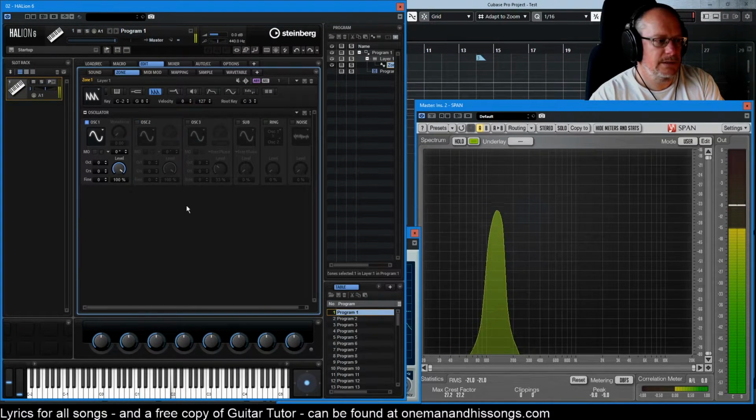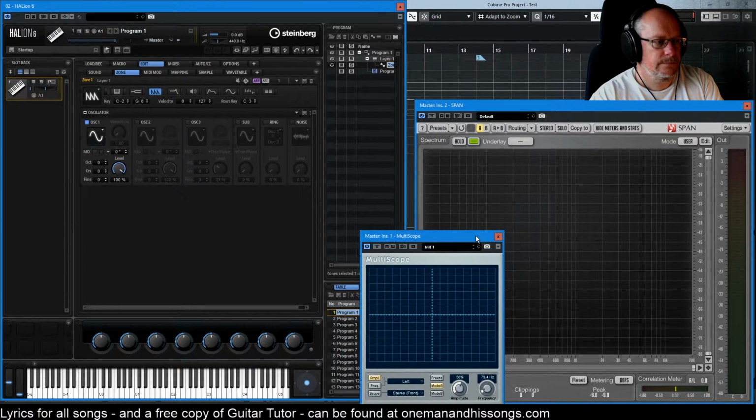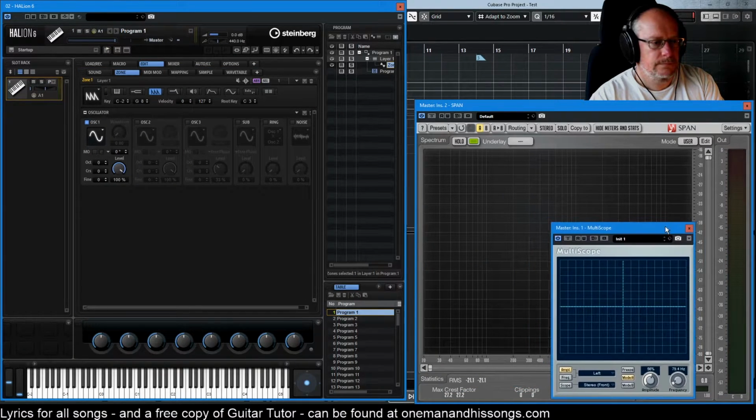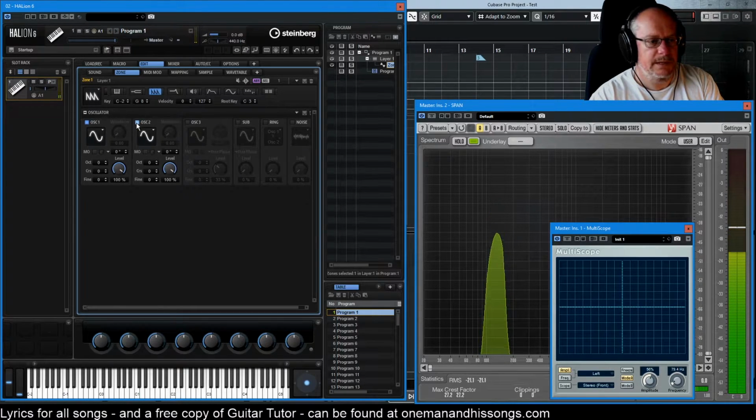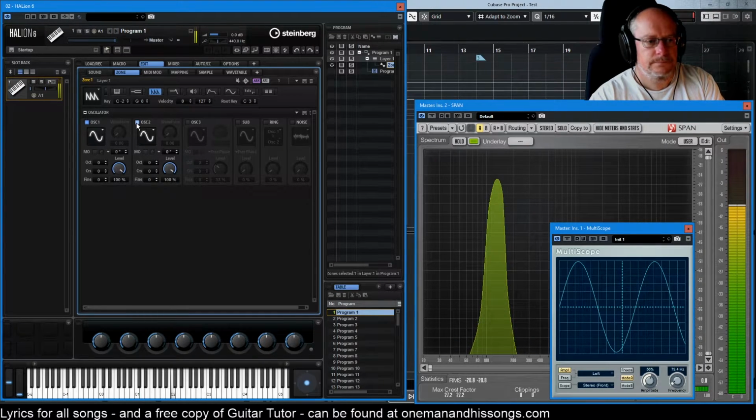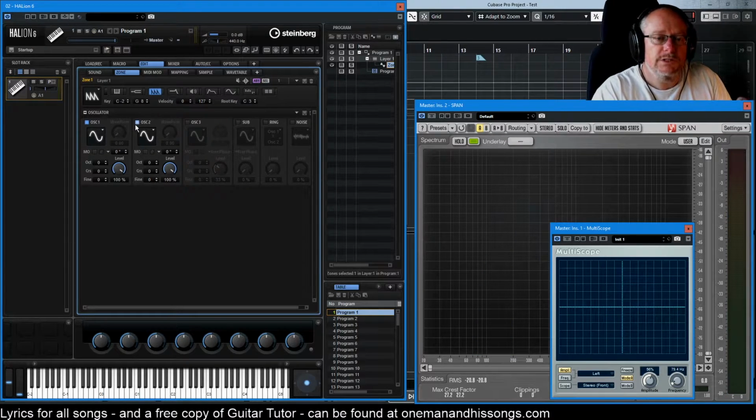Take one of them away, and it's half as big. So those two sine waves are perfectly in phase. Their playback starts at the same point, at 0 degrees phase, and so they're combining their amplitudes together.